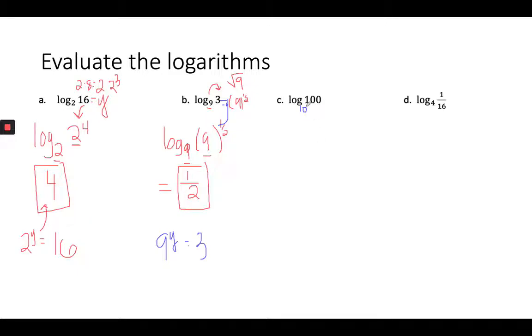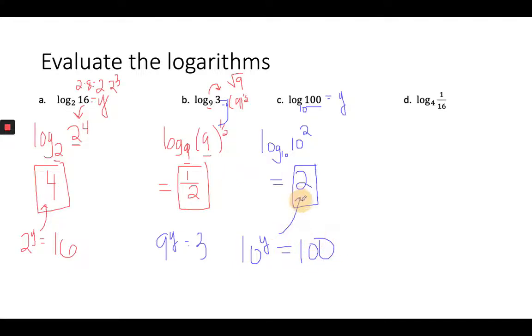All right, so I want to rewrite 100 as a power of 10. So this would be log base 10 of 100 is 10 squared. So now that I've got those bases the same, I know that the answer to this is going to be 2. Or if I wanted to rewrite this in exponential form, it's going to be 10 to what power is equal to 100, and that power is 2.